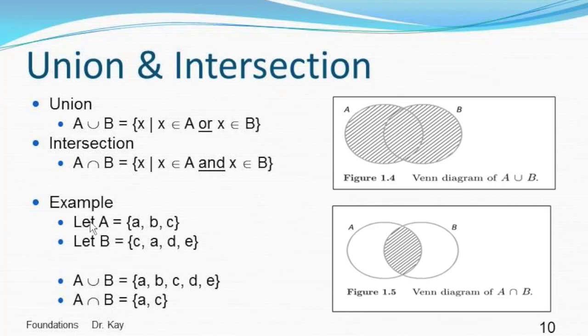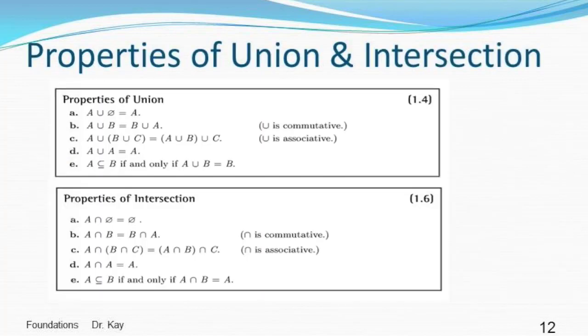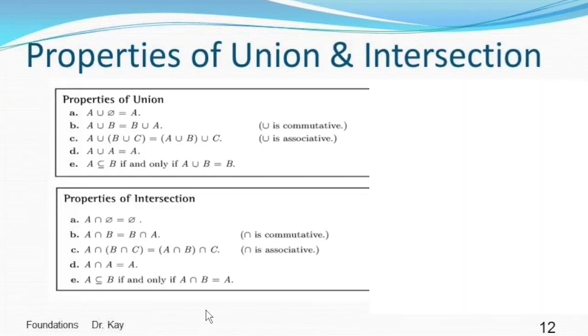So for example, if here's our set A and here's our set B, this is the union and the intersection of those two sets. Of course, we can draw these Venn diagrams for A union B and A intersect B. Here are two tables straight out of the book that talk about the properties of union and intersection. Let's look at them for a minute. You should look at all of these and say, yep, that makes sense.